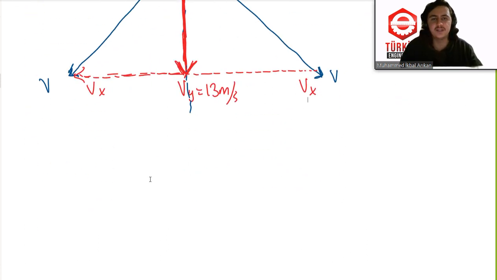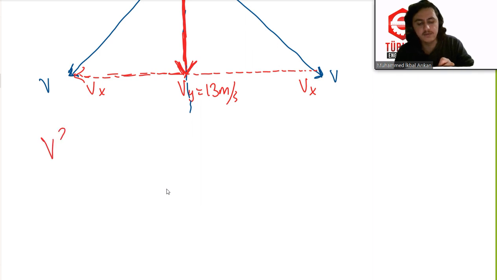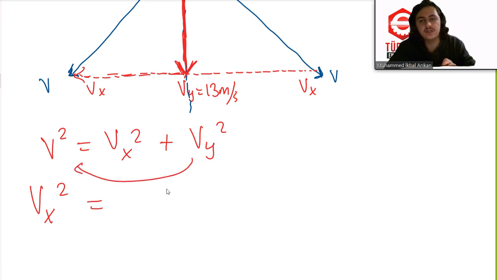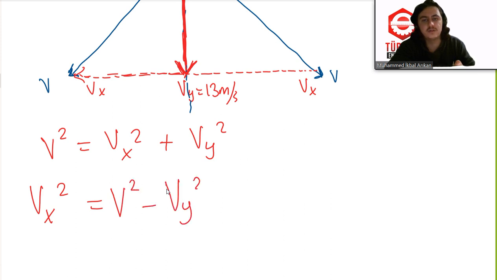So how can we calculate? Actually, I will put our formula. V squared will be equal to Vx squared plus Vy squared. I know I'm asking for Vx, right? So I will put it on the left side, and I will move this one to the other side. So Vx squared will be equal to V squared minus Vy squared.